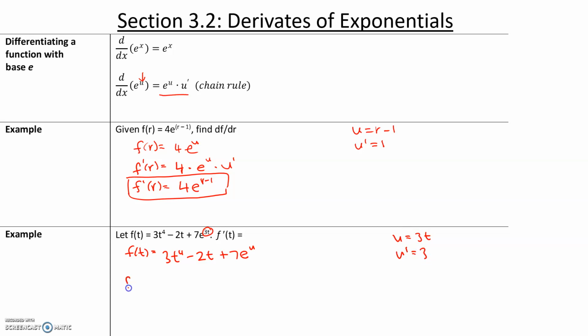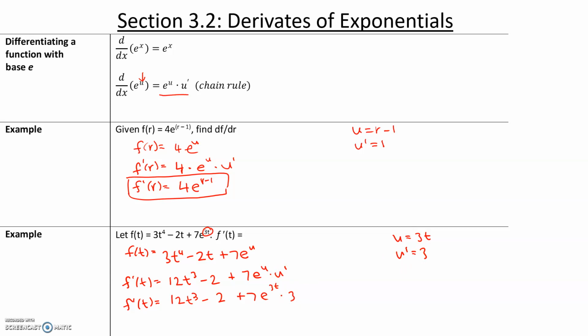Now let's differentiate this. So f prime of t, 4 times 3 is 12. We get 12t to the 3rd power. The derivative of negative 2t is going to be negative 2. And then we have our 7, which is our constant. The derivative of e to the u is going to be e to the u times u prime. Okay, now let's substitute back in. So our derivative f prime of t equals 12t to the 3rd power minus 2 plus 7. u is 3t, so it's going to be 7e to the 3t. And we're going to multiply that by u prime, which is 3.